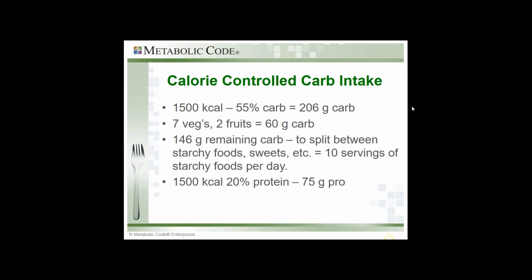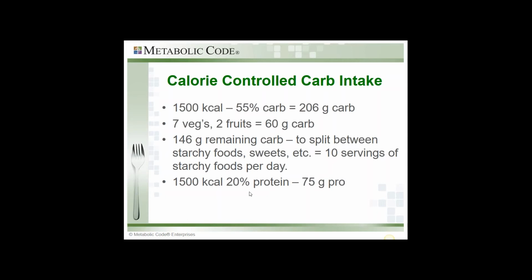On the other hand, if you look at a carb-controlled, it'll be much lower, and we'll see on the next slide. Also, when you do calorie-controlled, at 55% carb, typically the protein intake is 20%, so that would mean about 75 grams of protein per day on this 1,500 calorie diet.